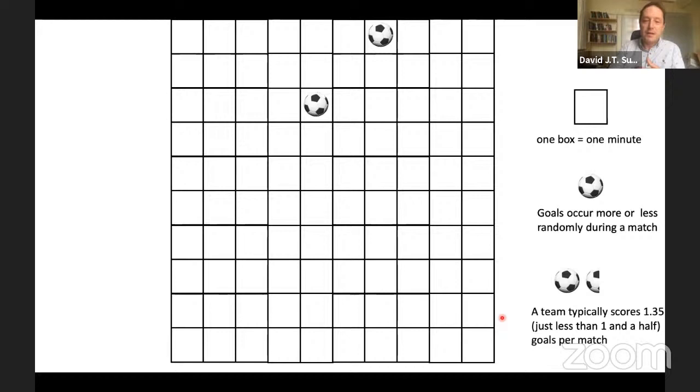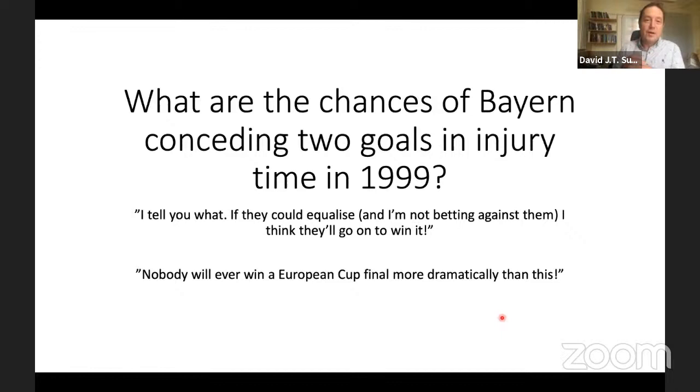I was asked, for a documentary, to look at the chances of Bayern conceding two goals in injury time in 1999 in that famous match against Manchester United. I rewatched this match and took a couple of statements from the commentators. I really like this one: "I tell you what, if they could equalize, and I'm not betting against them, I think they'll go on to win it," which I think actually goes against exactly what I've just said. If a team does get that random goal, there's no reason to believe more strongly that they'll get the next random goal, other than that they might be a slightly stronger team.